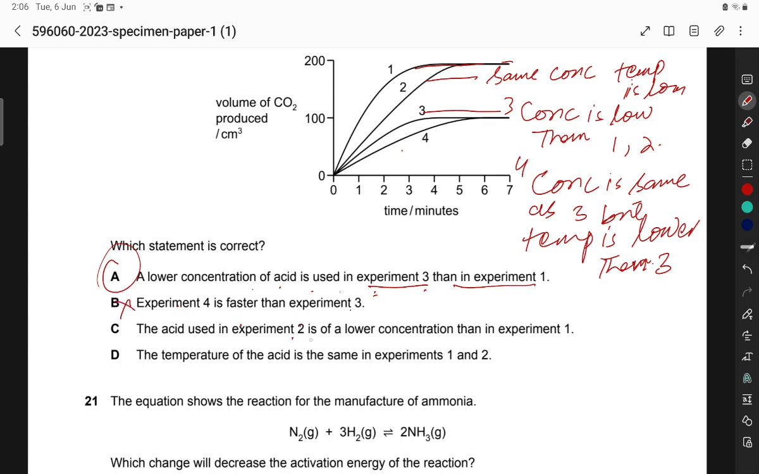The acid used in experiment 2 is of lower concentration than in experiment 1. No, concentration is same, but temperature is lower. So this is incorrect. The temperature of the acid is the same in experiment 1 and 2. No, this is incorrect. 1 has higher temperature, 2 has lower temperature.